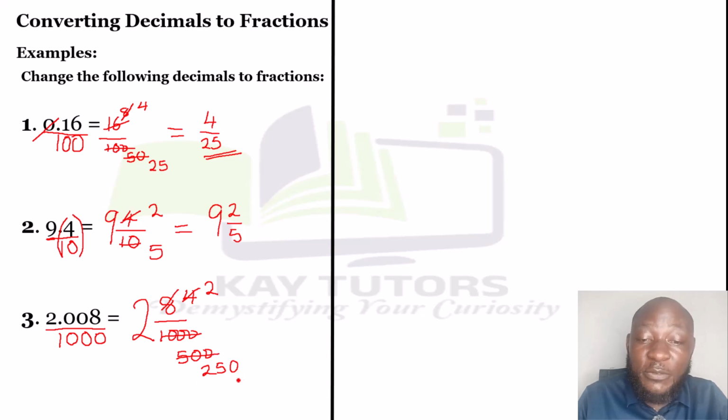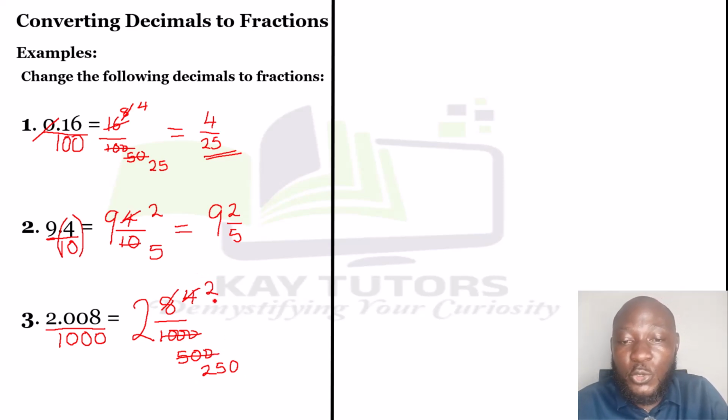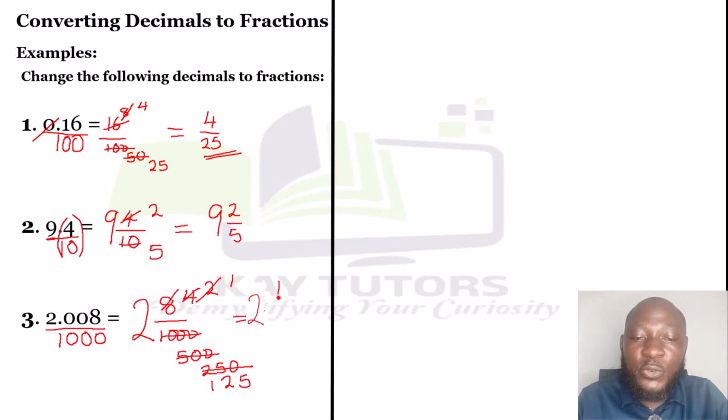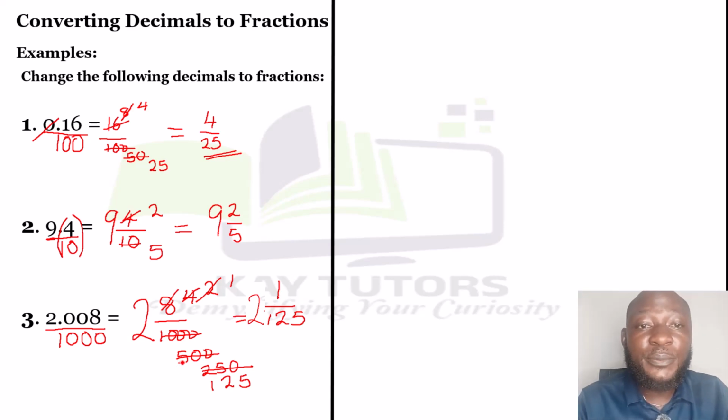250 is an even number, while 2 is also an even number. So 2 into 2 is 1, and 2 into 250 is 125. So what's our final answer? Our final answer is 1 over 125. So let's try number 4 together.